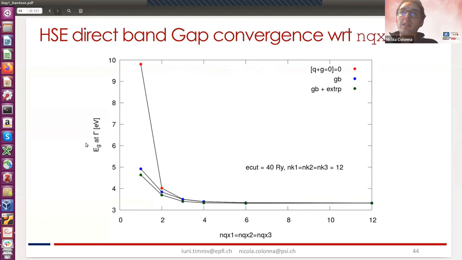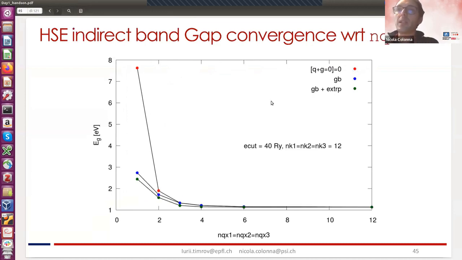And again, the gap converges a bit slower, but you see that for 4 it's already enough, and there is no such a big difference anymore between the uncorrected scheme and the corrected one.